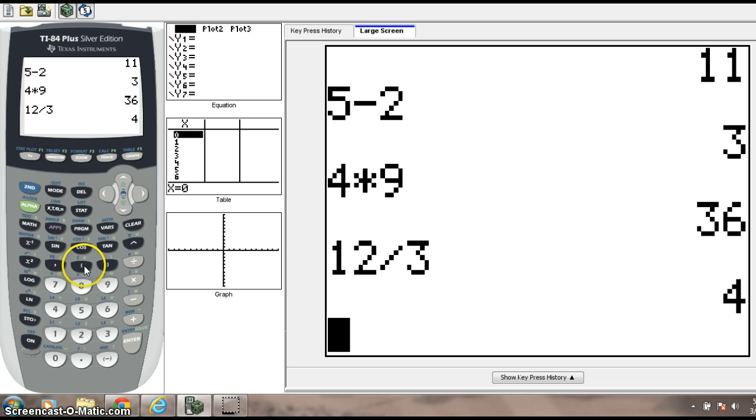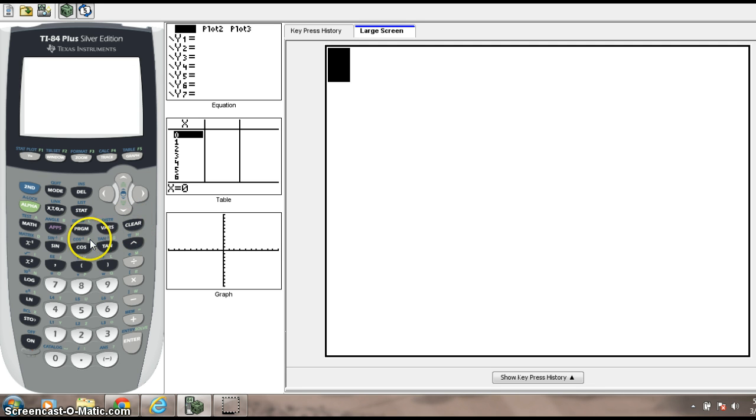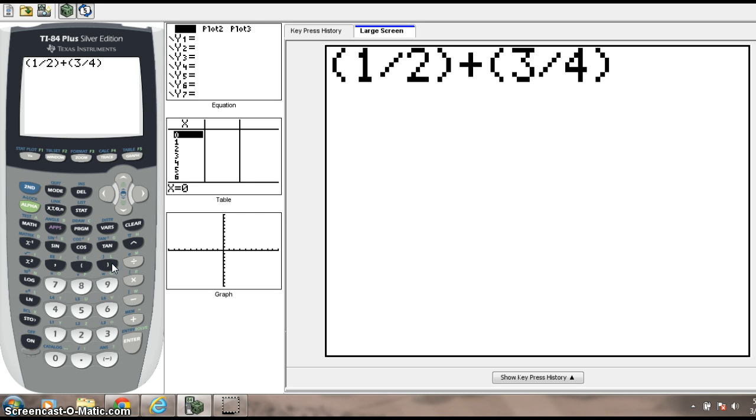If you wanted to put a fraction in, you would have to use these parentheses keys, which are right above the 8 and the 9. So, for example, let's go ahead and clear our screen. The clear button is right here in black. You would have to put parentheses and then 1 divided by 2 and parentheses to show 1/2 plus parentheses 3 divided by 4 to show 3/4.